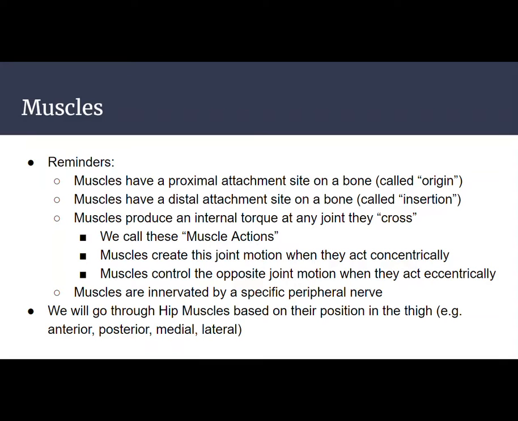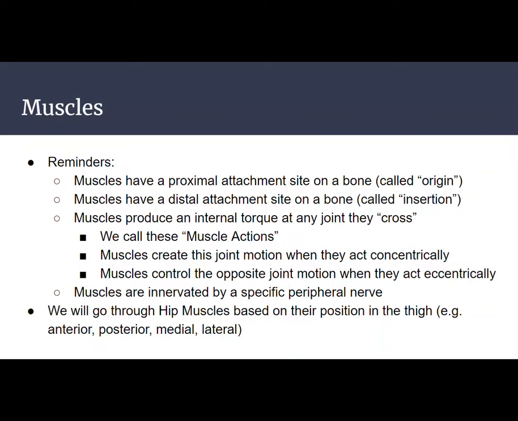So let's specifically look at the muscles that create hip flexion. Just a reminder, muscles have a proximal attachment, which we call the origin, and a distal attachment, which we call the insertion. Muscles don't go from the insertion to the origin. When they contract, they just shorten from both ends. They do produce an internal torque, right? A force times a moment arm, that internal moment arm at any joint they cross. And that's what we call the muscle action. So the action is actually a torque that creates the motion. And muscles are innervated by a specific peripheral nerve.